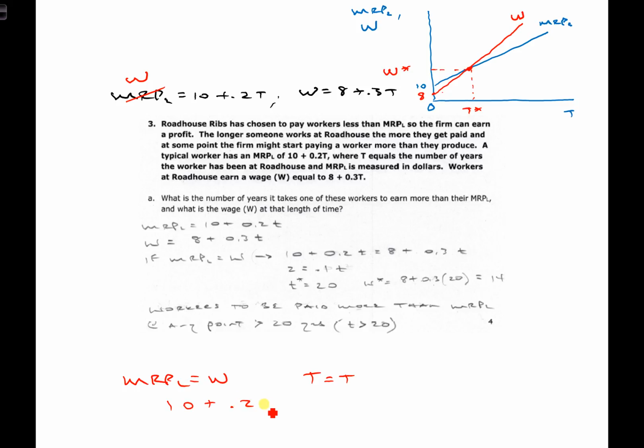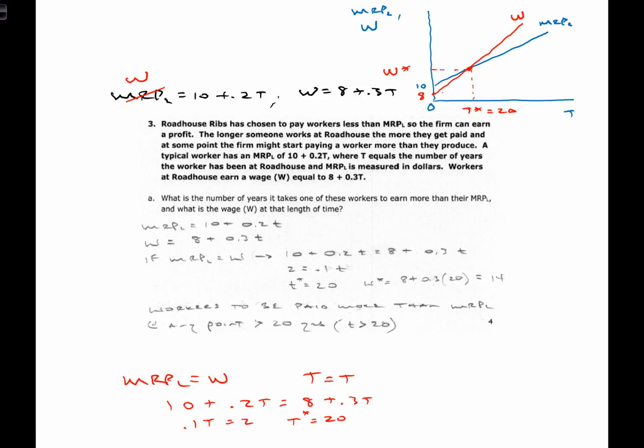plus 0.2t is equal to 8 plus 0.3t, or we can then go ahead and look at this and say that 0.1t is equal to 2, or t is equal to 20. So t star is equal to 20.